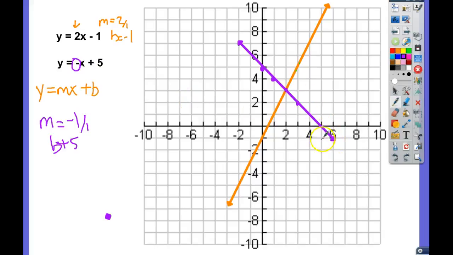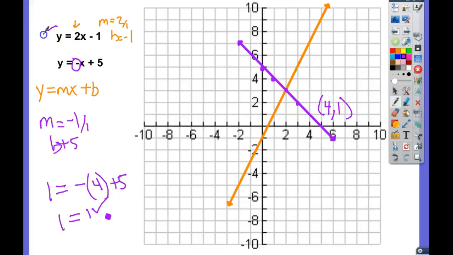Let's try one so I can prove it to you. How about this? 4, 1. That's a nice easy one. So y is 1, x is 4, so -4 plus 5. -4 plus 5 is 1, and 1 equals 1. Of course, it's going to work on all of these.